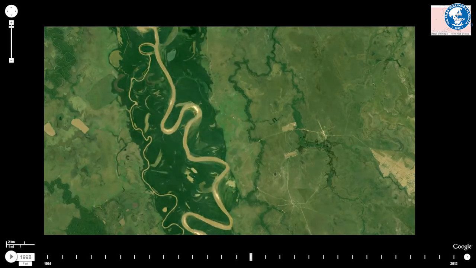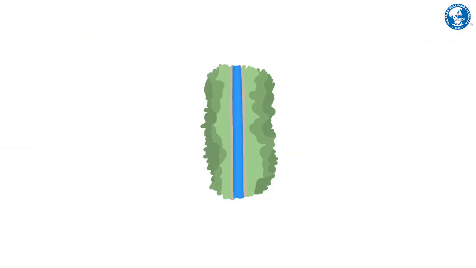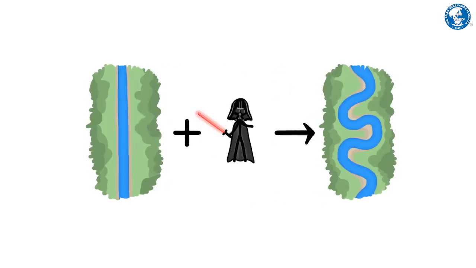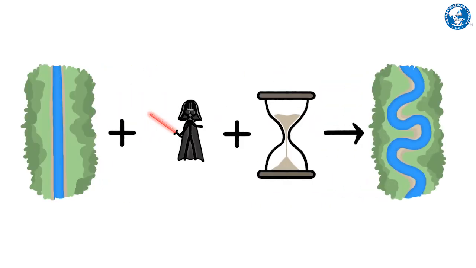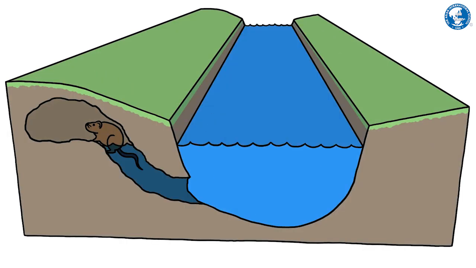Courses that almost never run straight. At least not for long, because all it takes to turn a straight stretch of river into a bendy one is a little disturbance and a lot of time. And in nature, there's plenty of both. Say, for example, that a muskrat burrows herself a den in one bank of a stream.